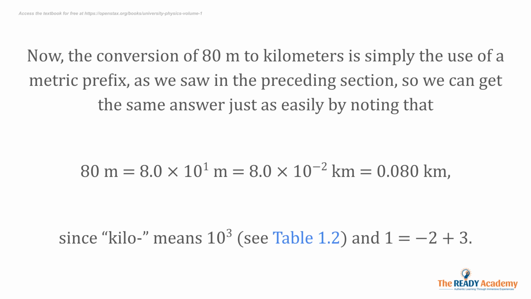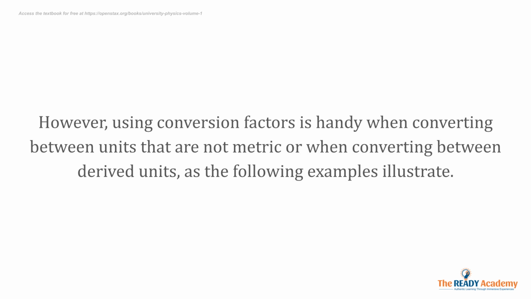Now, the conversion of 80 meters to kilometers is simply the use of a metric prefix, as we saw in the preceding section, so we can get the same answer just as easily by noting that 80 meters is 8.0 times 10 to the 1 meters. This is equivalent to 8.0 times 10 to the minus 2 kilometers, which is 0.080 kilometers, since kilo means 10 to the 3, see Table 1.2, and 1 equals minus 2 plus 3. However, using conversion factors is handy when converting between units that are not metric or when converting between derived units, as the following examples illustrate.